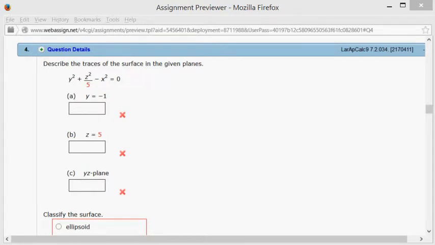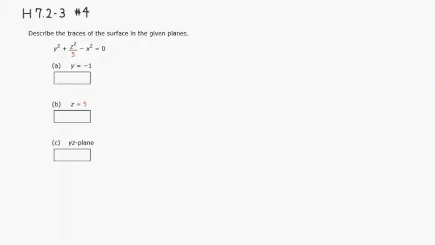Okay, let's look at homework 7.2, 7.3, problem number 4. We want to find the traces of this surface right here. So let's do that. For part A, y equals -1. We just have to plug it into the equation.